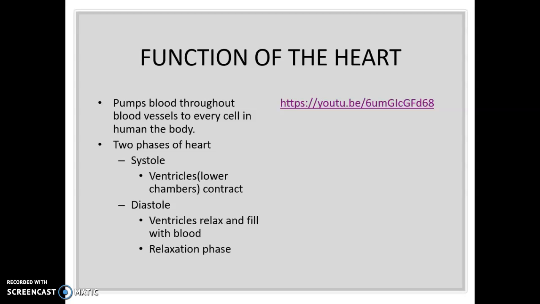There are 2 phases of the heart. We have systole and diastole. Both have to do with the ventricles, which are the bottom. The ventricles are considered the contracting, or the pumping part of the heart, where the atria are more receiving. So the lower chambers, the ventricles, will contract, and that's systole. They contract and push blood up. And then diastole is when they relax and fill with blood, the relaxation phase. There's a video I can send to you to watch later that shows that process of systole and diastole.